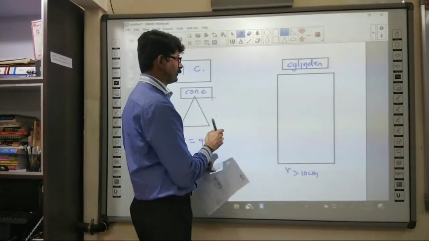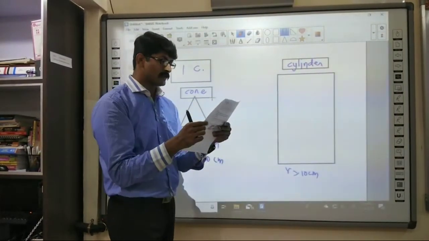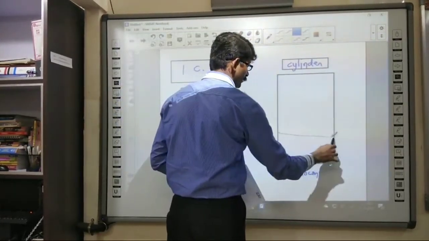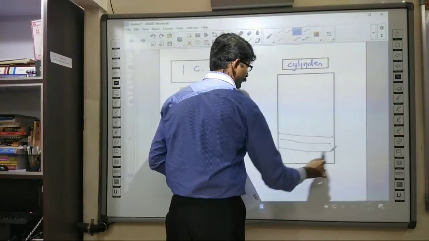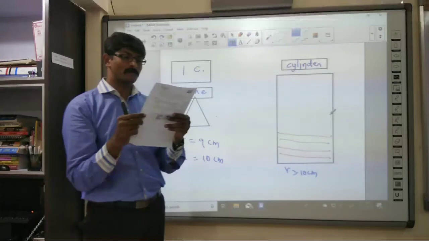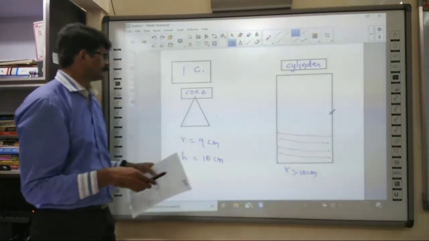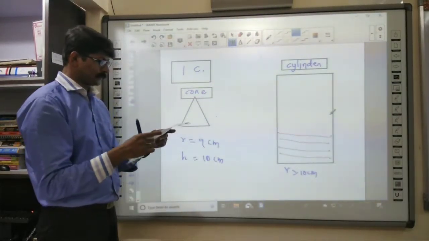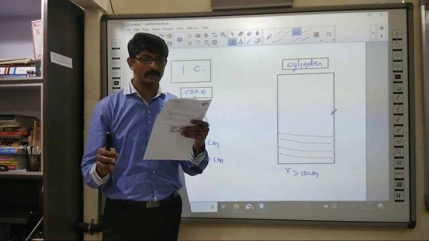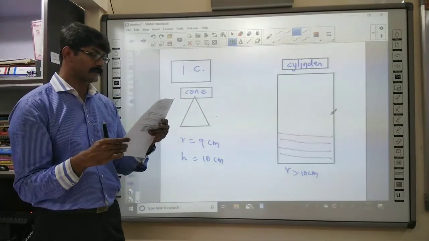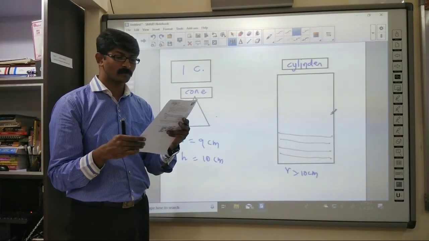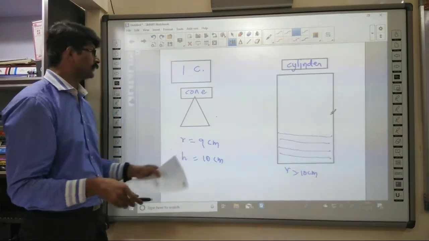Now, in this cylinder, what is happening? It contains sufficient water. Let's imagine there is some level of water in this, which contains water sufficient to submerge the cone completely. So, a solid cone of base radius 9 centimeter, height 10 centimeters, is lowered into the cylindrical jar of radius 10 centimeter, which contains water sufficient to submerge the cone completely. Find the rising water level in the jar.